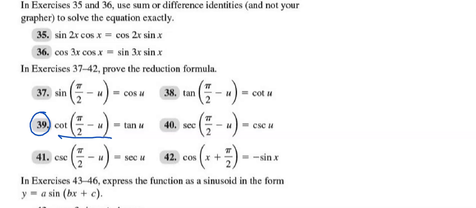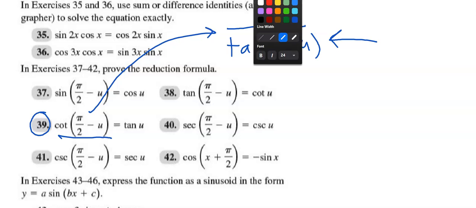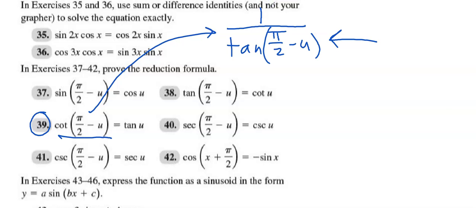Cotangent pi over 2 minus u is the same thing as what? 1 over tangent pi over 2 minus u. I think you should focus your attention on the denominator, figure that part out, and then when you get that, what are you going to do with it? What does it mean when we say 1 over something?